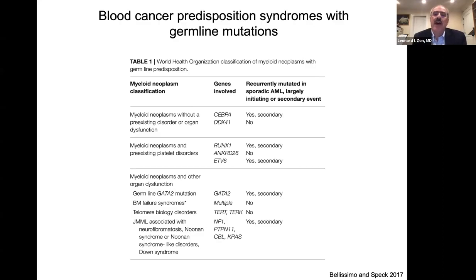Now, what about pediatric leukemias? So we've begun to look at cancer predisposition syndromes. And in particular, the work I'm going to tell you about is on RUNX1 and GATA2 mutations, which have been linked to pediatric leukemia.